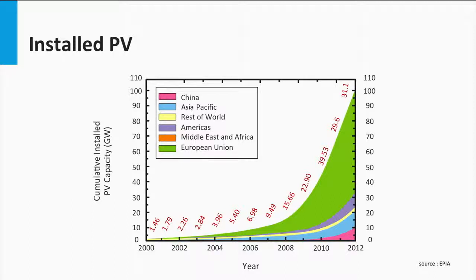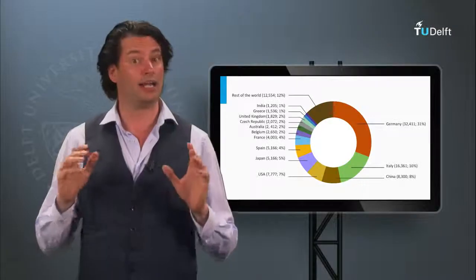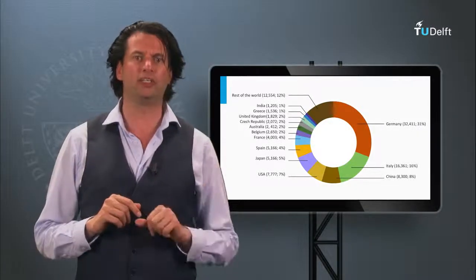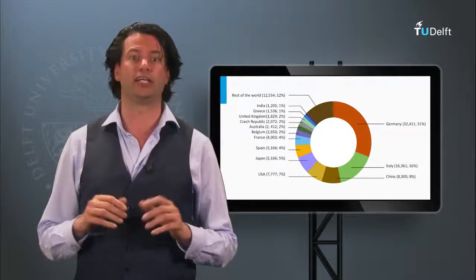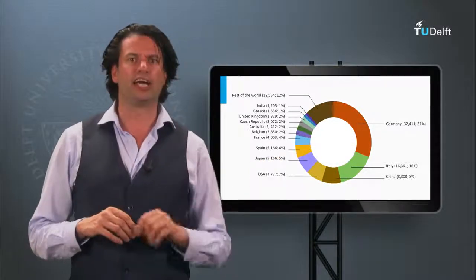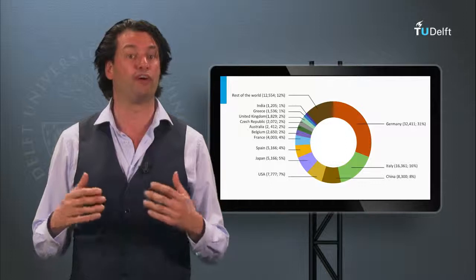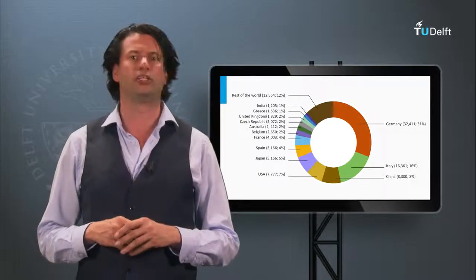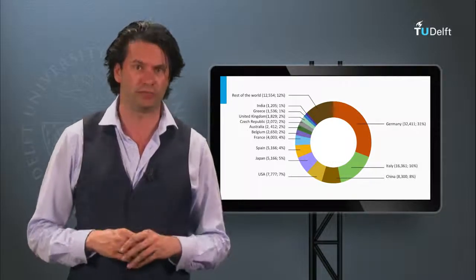It is important to note that the total installed solar power has passed the 100 gigawatt mark in 2012. Let's look for a moment in more detail to where the PV is installed in the world. This figure illustrates the relative contribution of various nations to the total installed PV power in 2012.